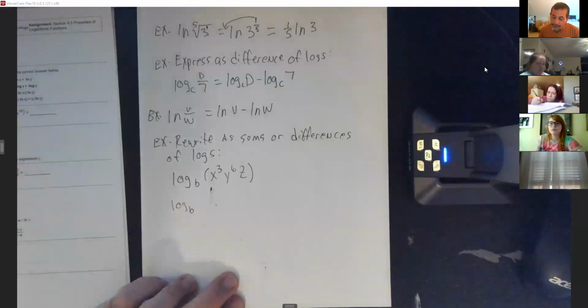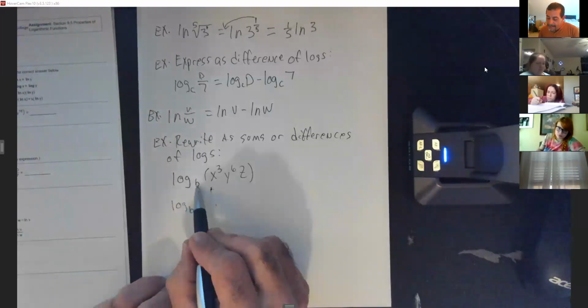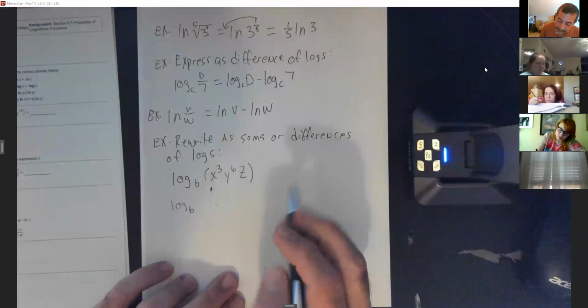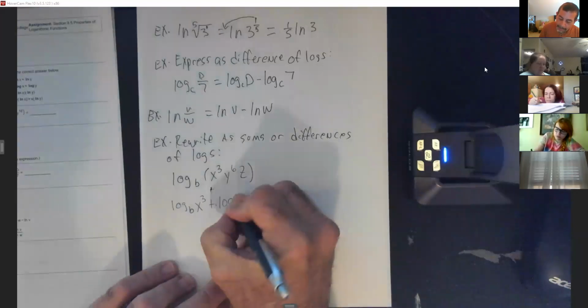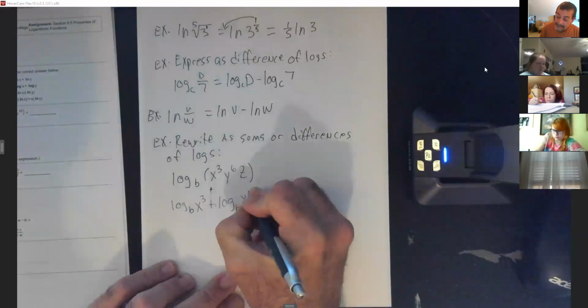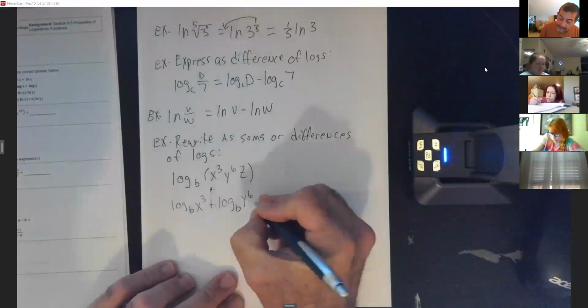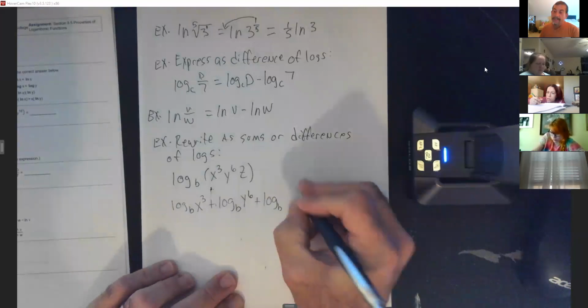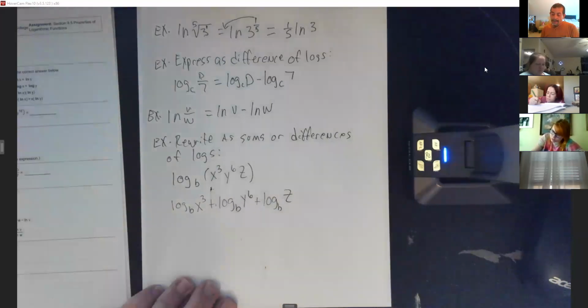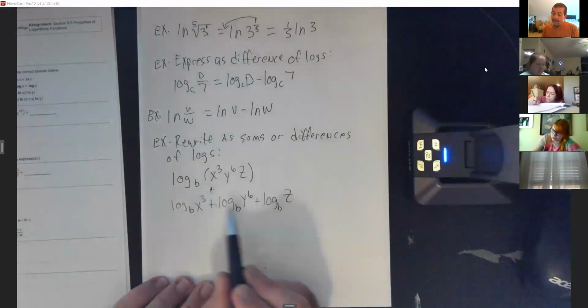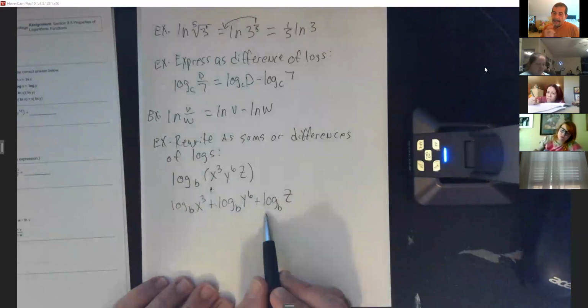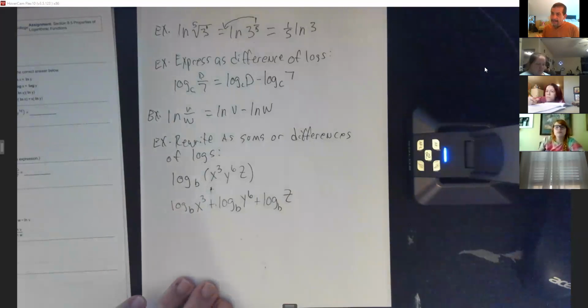All right, so I'm going to distribute my log b to everything. So I get a log b of x to the 3rd plus a log b of y to the 6th plus a log b of z. So if you had 3 products here, you're going to have 3 little terms down here when you add them. Now there's one more thing I got to do to this.